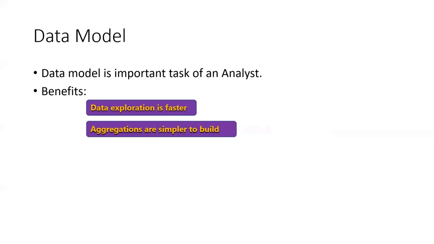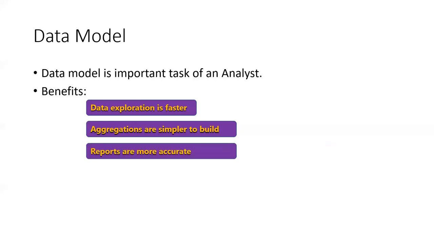Aggregations are simpler to build. If you are doing some summarization of the data, like average, minimum, maximum, it is going to be simpler to build in a data model. Reports are more accurate. When we have proper joins between different tables as per the business requirement, then reports can become more accurate.